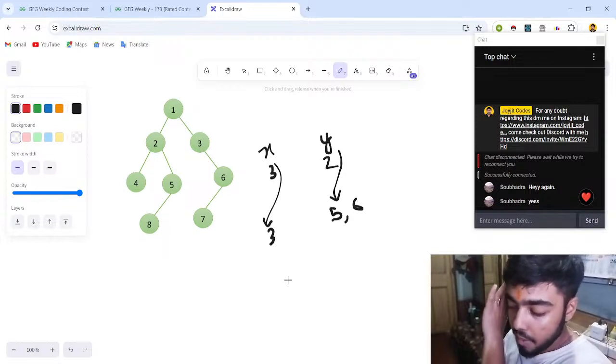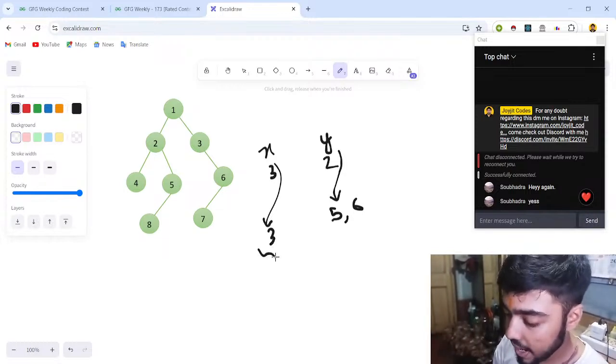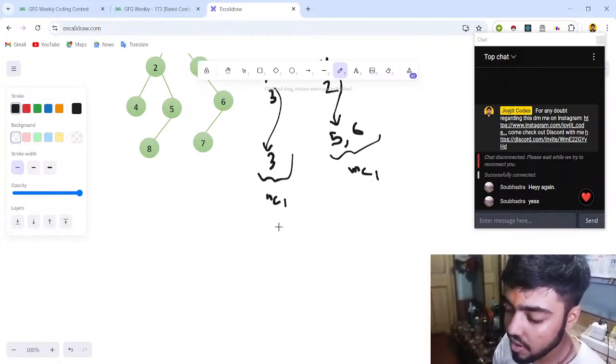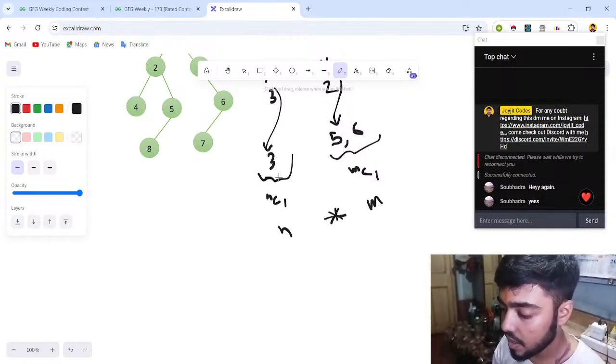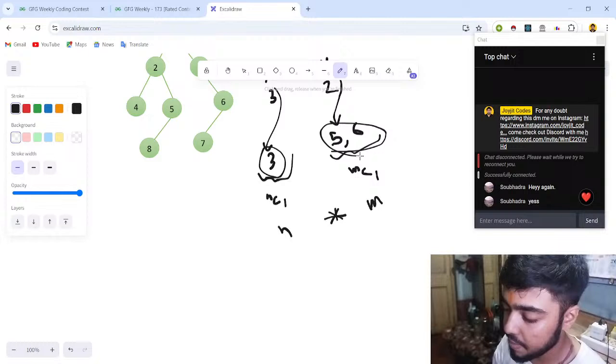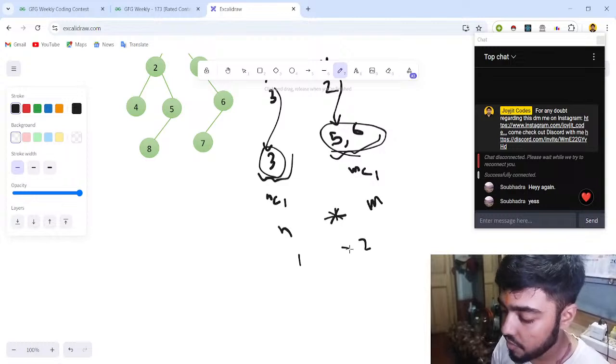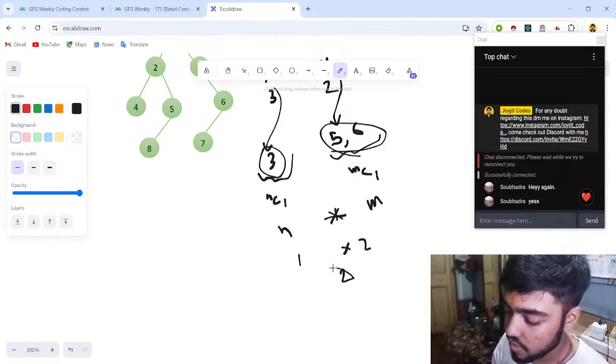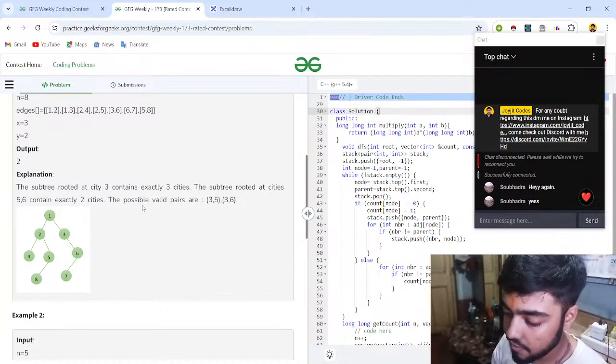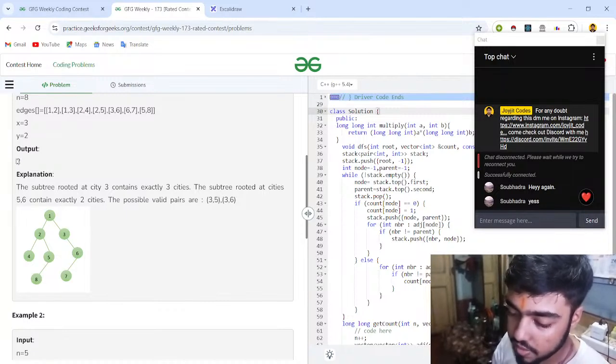Now since you have to form pairs, you can choose any one from here and any one from here. That is NC1 and MC1, right? What is NC1? NC1 is N only. And what is MC1? MC1 is M only. So basically we have to multiply the sizes of them. How many elements over here and how many elements over here, we have to multiply them. You can see that over here there was 1 element and over here it was 2 elements. If you multiply it, it becomes 2, right? Now if you check the query, it was 2 only.